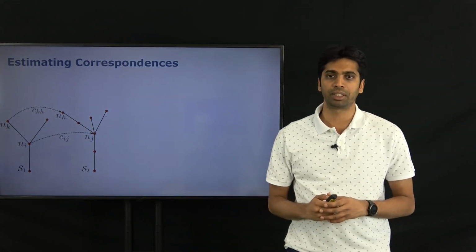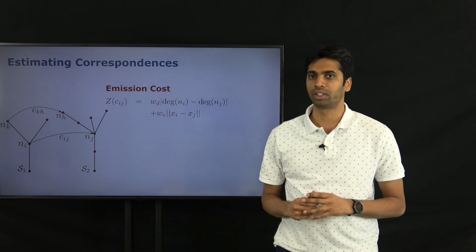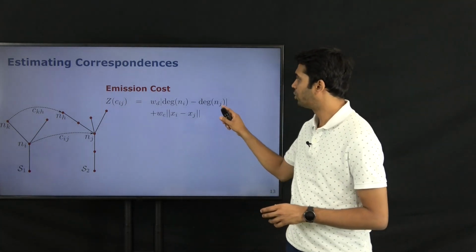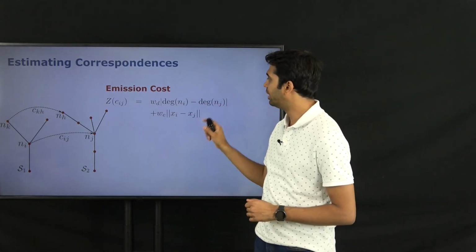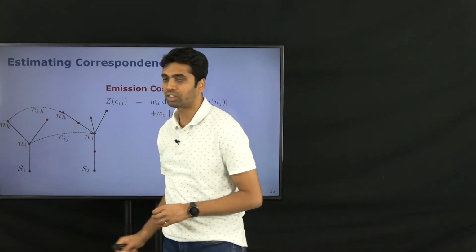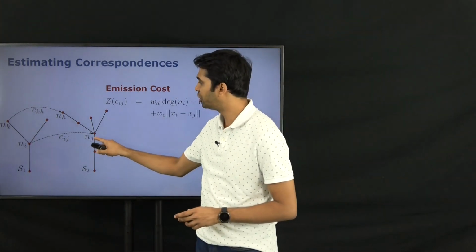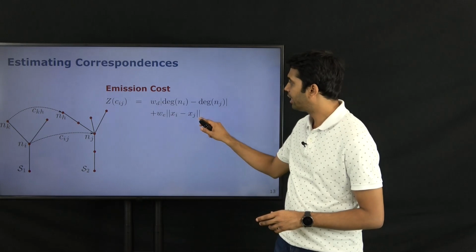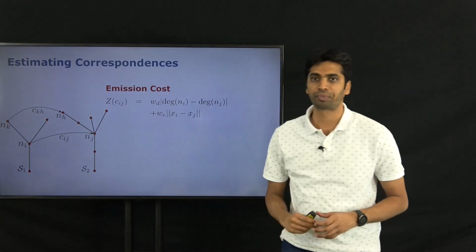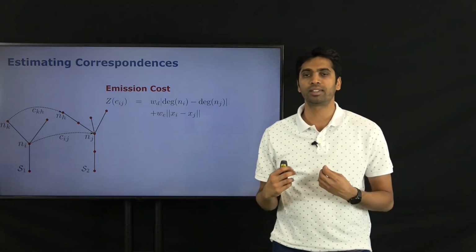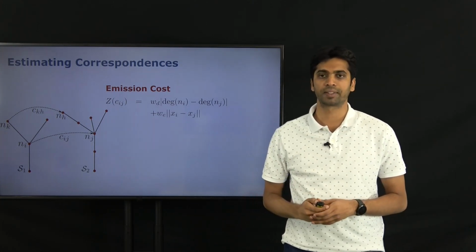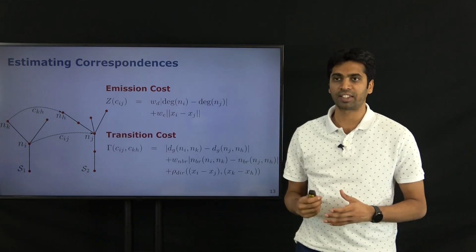As is typical with an HMM, we first define an emission cost. This emission cost is defined for each correspondence. So this cost consists of two terms. The first term is a difference in the degree of these nodes. So for example, here the node Ni has a degree of 3 as it has 3 edges attached to it, whereas the one for Nj is 4. And the second term is one that sees how close these two nodes are to each other. So in effect, we want those correspondences which have similar degrees and which are closer to each other in the Euclidean space.